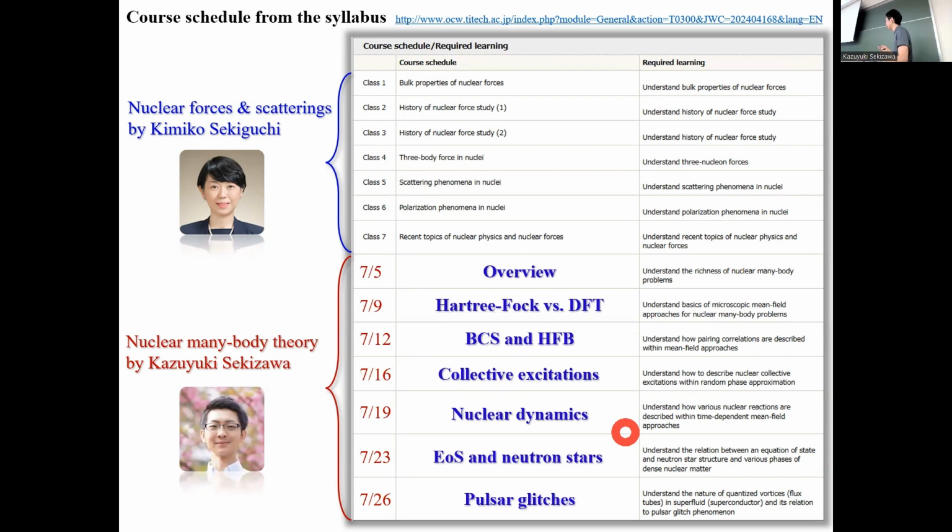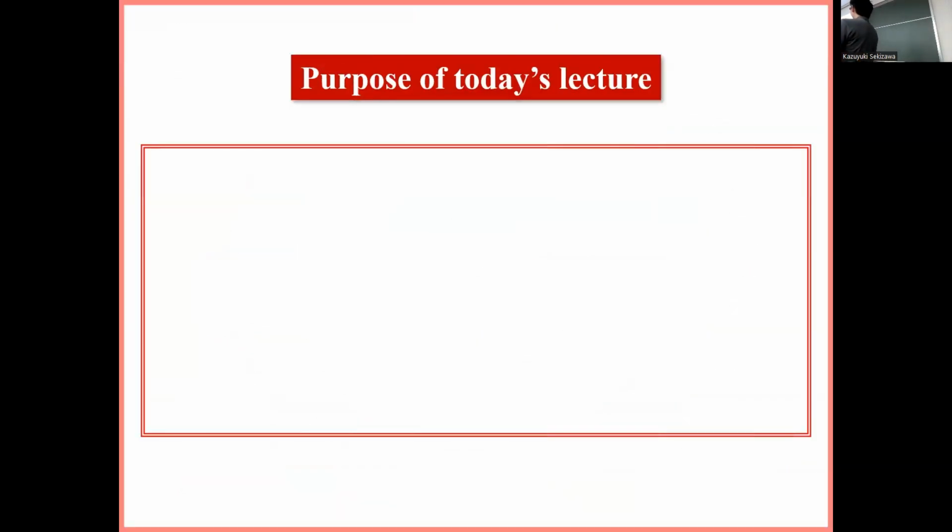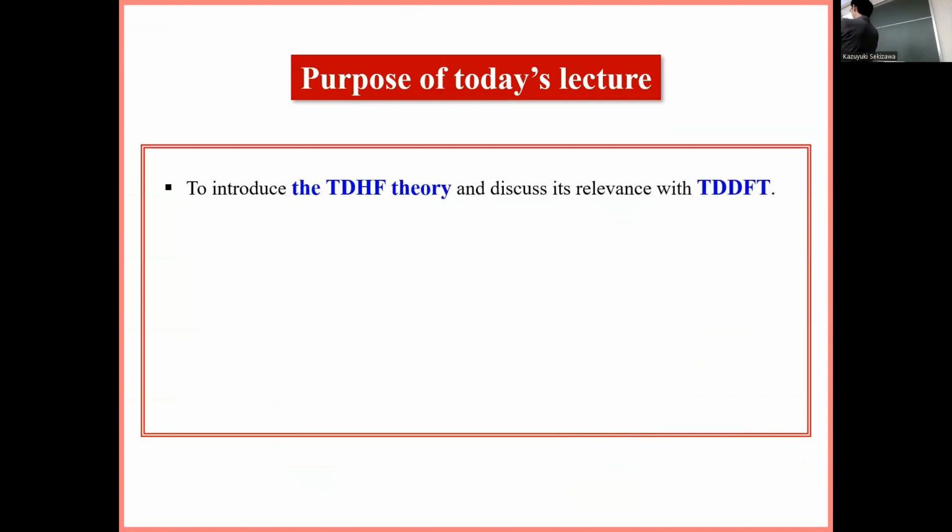In the first part, I will derive RPA from the linear response, small amplitude limit of TDHF theory. And then I will apply it to describe more non-linear, complex dynamics like low energy heavy ion reactions. And in the remaining two lectures, I will discuss applications to the physics of neutron stars. Okay, so this is the purpose of today's lecture.